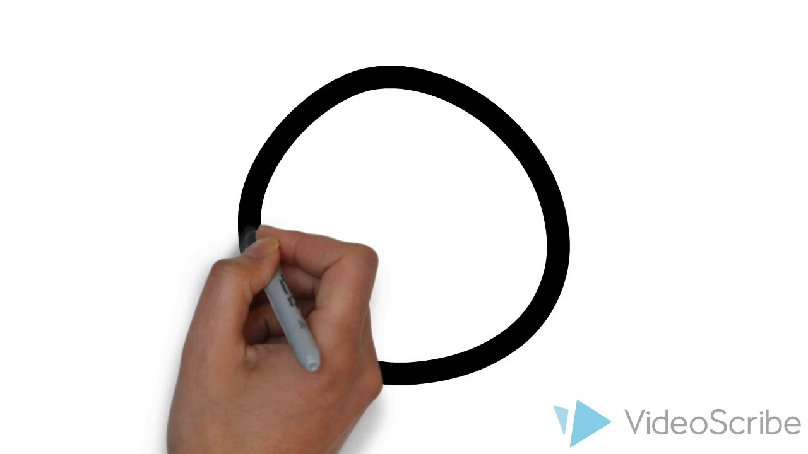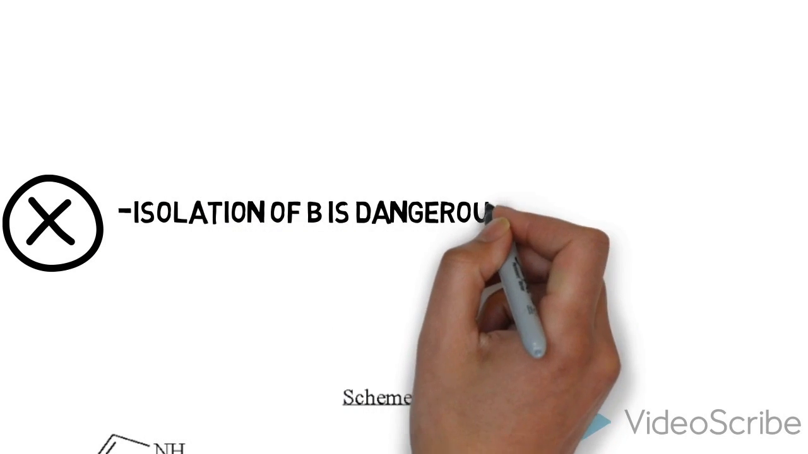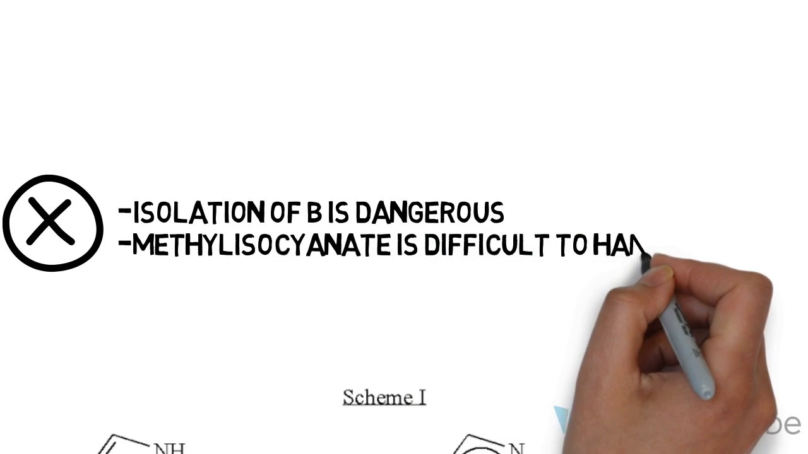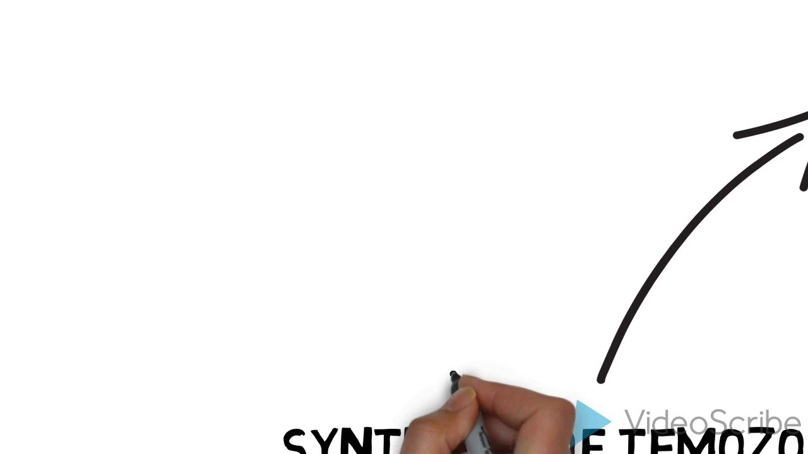However, this process requires isolation of the unstable and potentially dangerous 5-diazo-1H imidazole 4-carboxamide, that's molecule B. Moreover, methyl isocyanate is a difficult reagent to handle and ship, so basically the first reaction is not highly recommended. Now, let's move on to Scheme 2.